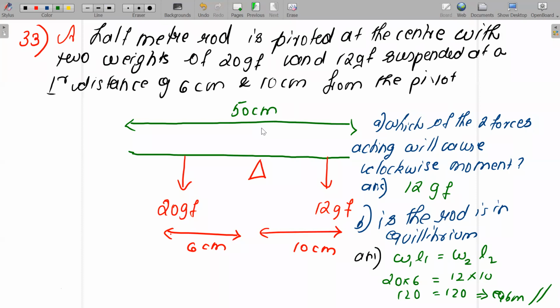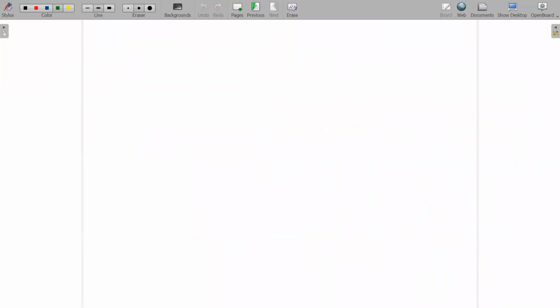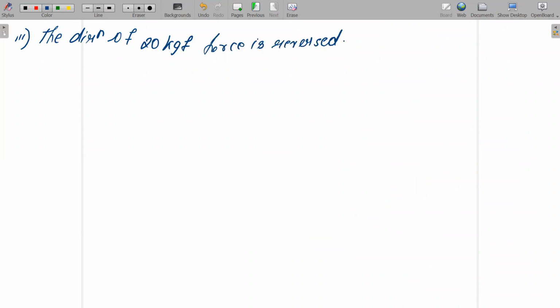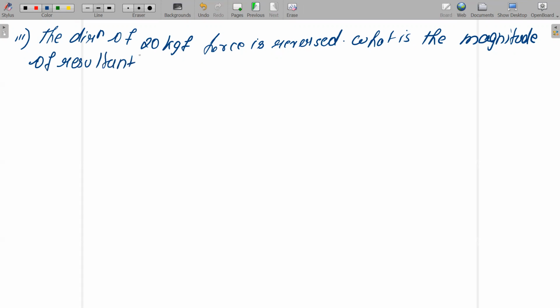Now, next question, third one. In this only, the direction of the 20 kgf force is reversed. What is the magnitude of the resultant moment of the forces?